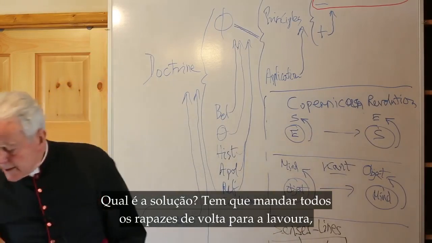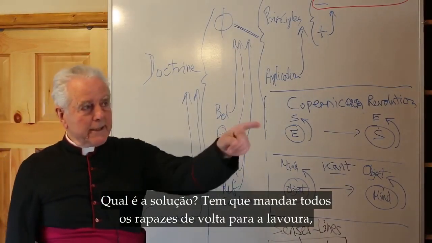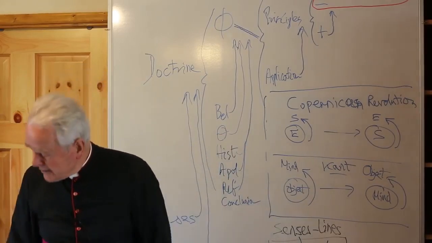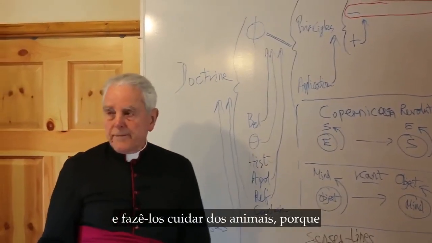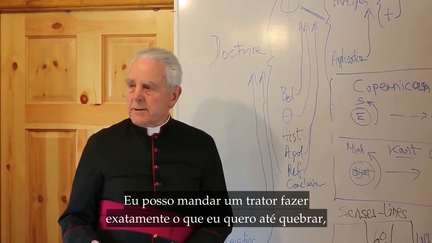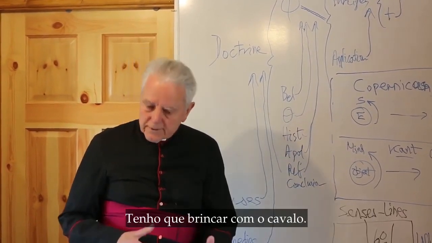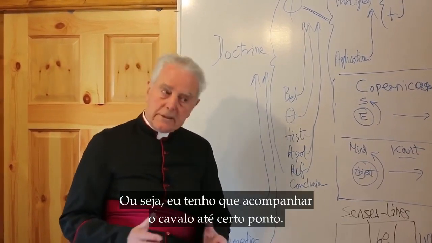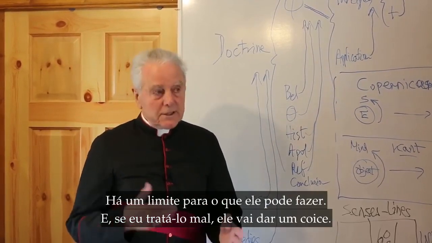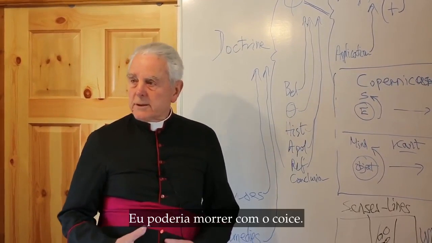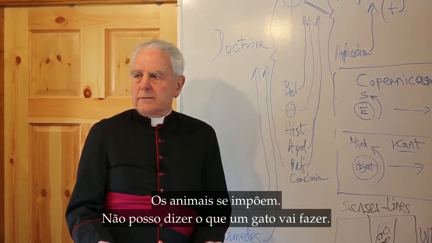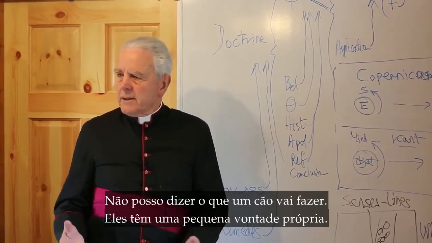What's the answer? You've got to put all the boys back on the land. Get them with their feet in the doo-doo in the barn here. Get them looking after animals, because animals impose themselves. I can make a tractor do just what I want until it breaks down. I can't make a horse do just what I want. I've got to play with the horse. I've got to go along with the horse to quite an extent. There's a limit to what he can do, and if I treat him wrong, he's going to kick, and I could die of a horse kick. Animals impose themselves. I can't tell what a cat's going to do. I can't tell what a dog's going to do. They have a little will of their own.